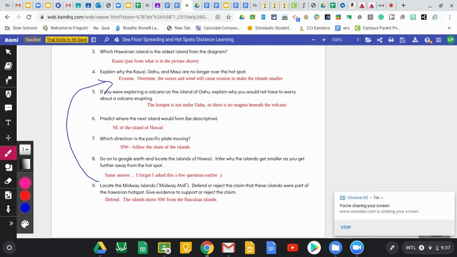And defend, locate Midway Island. If you look at Midway Island, you can kind of trace the islands back to Hawaii, where Midway was once over this hotspot. So I would say defend. The islands move northwest from the Hawaiian Islands, and they follow that pattern and that chain of islands.